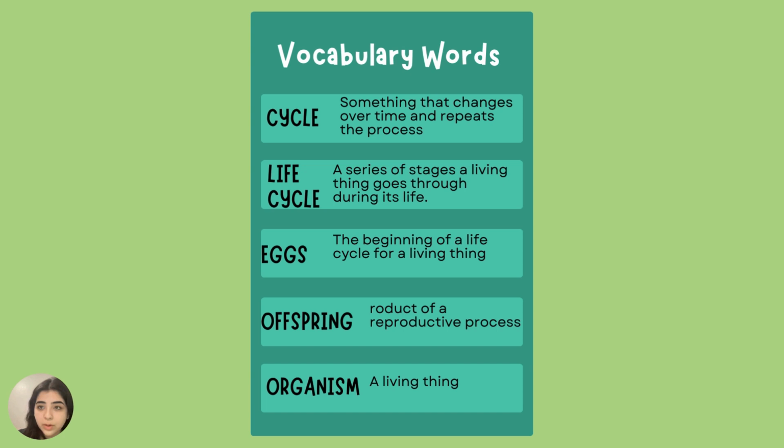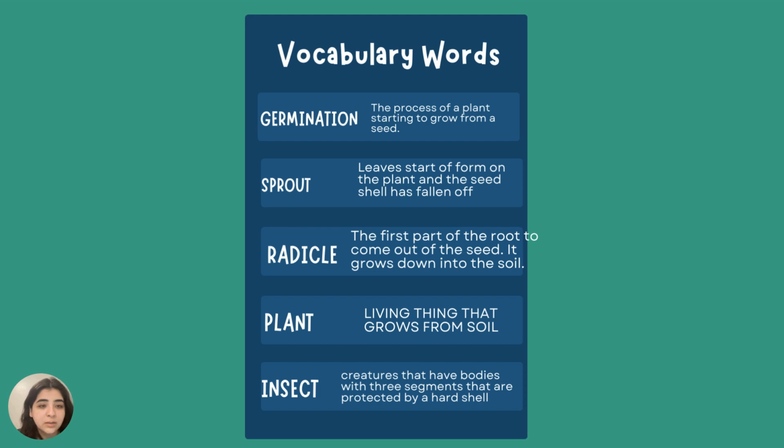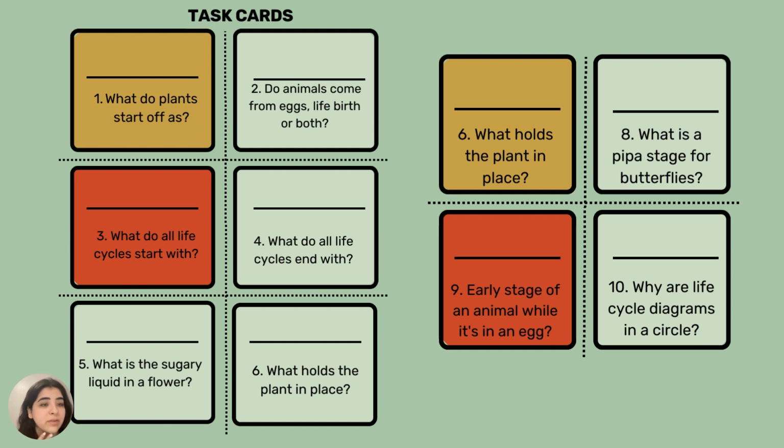And then a few vocabulary words are cycle, life cycle, eggs, offspring, organism, embryo, metamorphosis, larvae, emerge, chrysalis, germination, sprout, radical, plant, and insect. And then we have a few task cards with questions here.